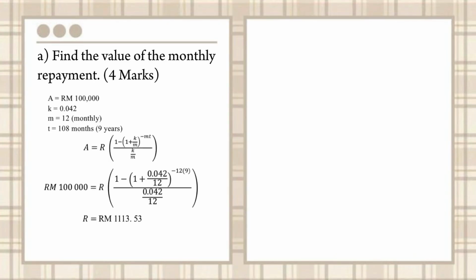Now, let's look at question A. It was stated that we should find the value of the monthly repayment. Before we solve the question, we need to identify the keywords. From the text, they already gave us A equals to 100,000 ringgit, K equals to 0.042, M equals to 12, and lastly, T equals to 108/12. The only missing information we have is R. This is the formula that we will use. Now, let's jot down all the information into the formula and then solve it. You will get the final answer, which is R equals to 1,113 ringgit 53 cents.